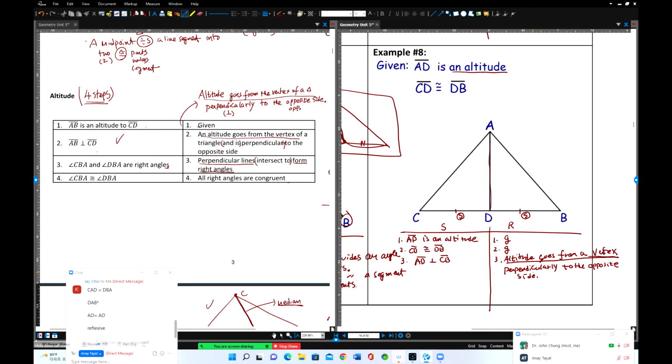Okay, that's fine. Perpendicular means what? These two angles are right angles. Now we have to say that those two angles are right angles. Okay, angle ADC and angle ADB are right angles.